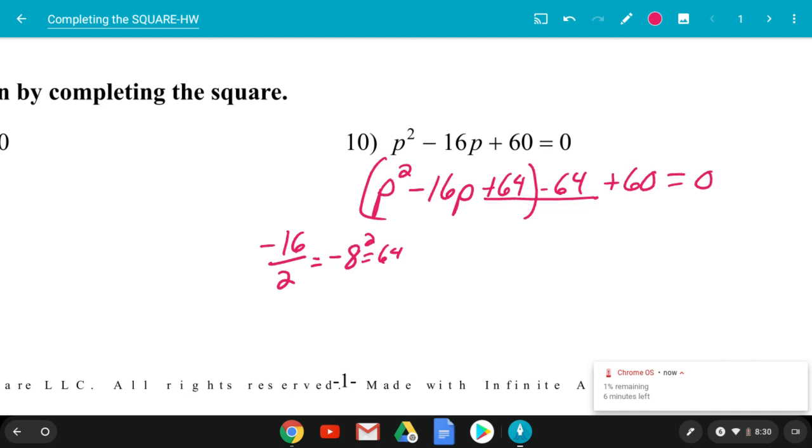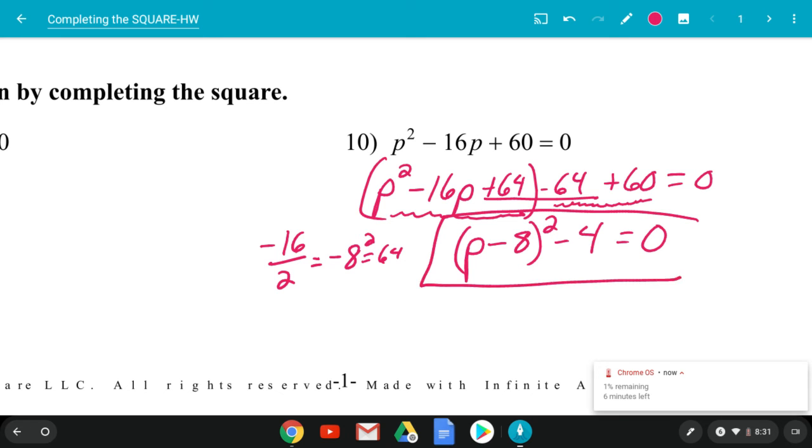Okay. Now that we have it sitting like this, this portion can be factored. What's it going to be factored? P minus 8, quantity squared. Now, combine those like terms. Negative 64 plus 60 is negative 4. This is in vertex form, which is what we wanted. Cool? Let's try the next one.